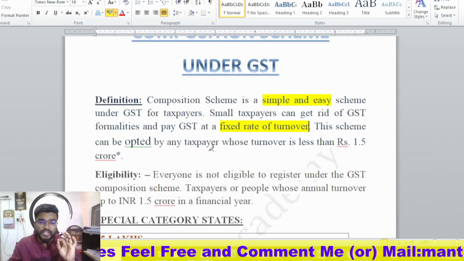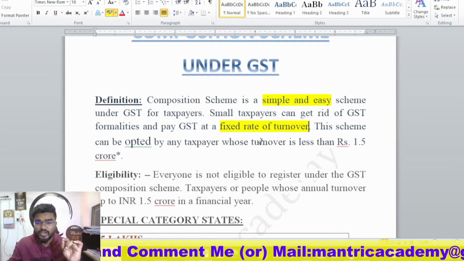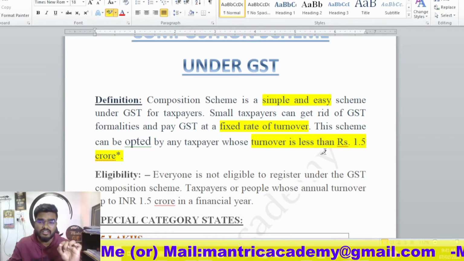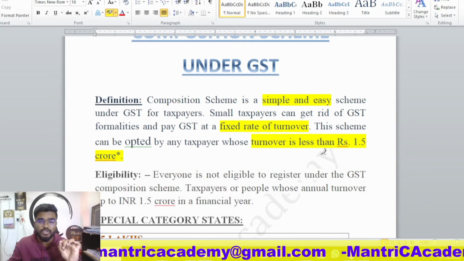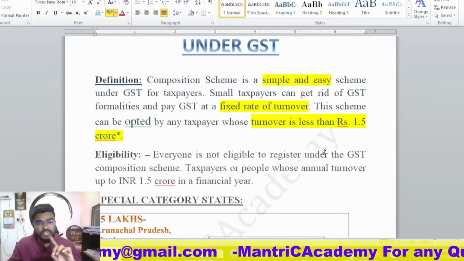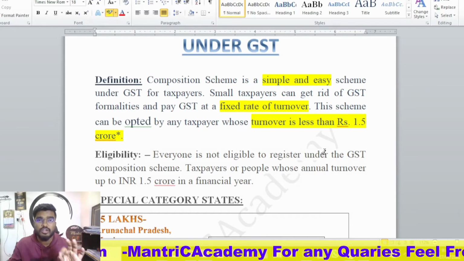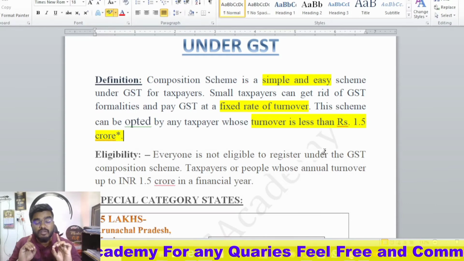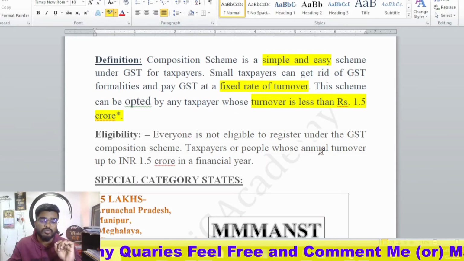Who can opt for composition scheme? This scheme can be opted by any taxpayer whose turnover is less than 1.5 crore. Previously it was 1 crore. It was amended by the CGST Act. The turnover for opting composition scheme is 1.5 crore. Everyone is not eligible to register under GST composition scheme. A taxpayer whose annual turnover is up to 1.5 crore in a financial year is eligible to take composition scheme.